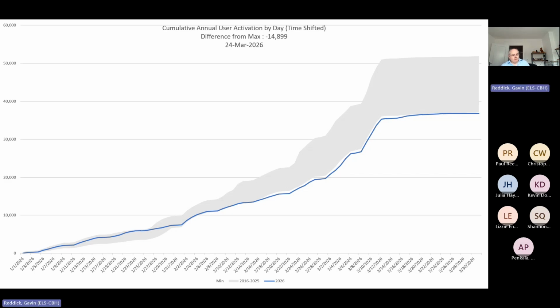Before we move on to the attributions, are there any questions on the user activation figures? Any thoughts, comments, questions?